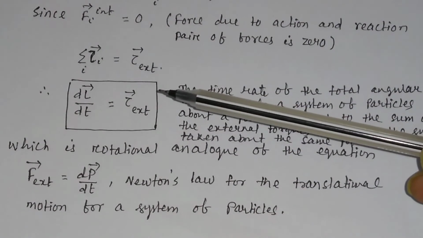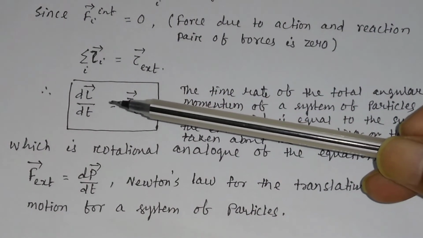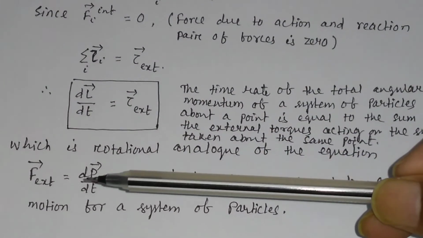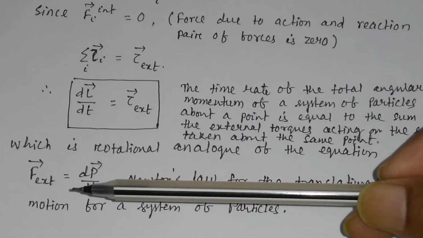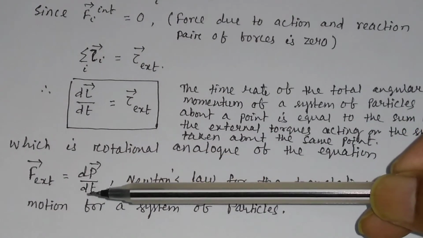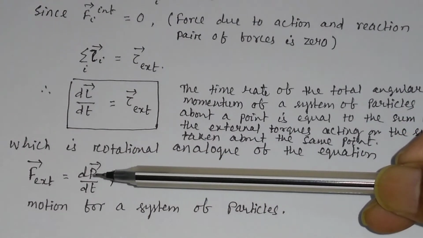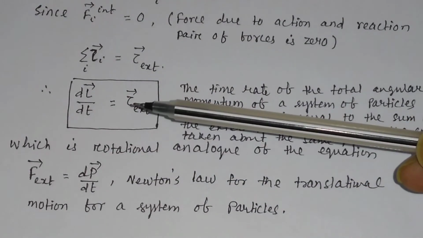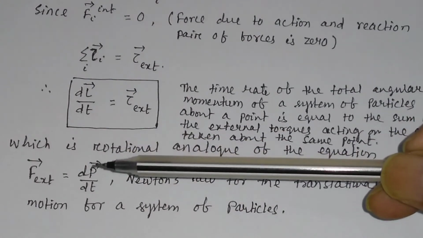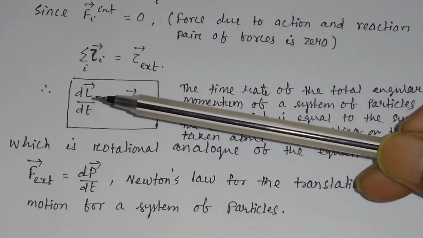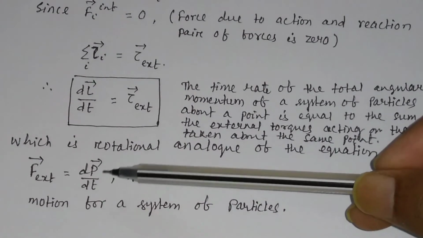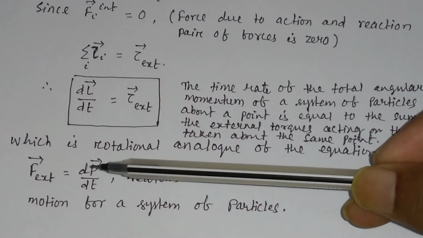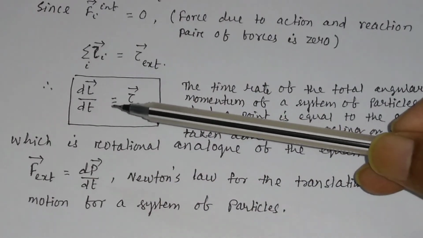And this equation, tau external equals dL by dt, is the rotational analog of the equation F external equals dp by dt. This equation we basically use in linear motion for a system of particles, and for rotational motion instead of force we take torque, and instead of linear momentum we take the angular momentum. This is Newton's law for the translational motion for a system of particles, and this is for rotational motion.